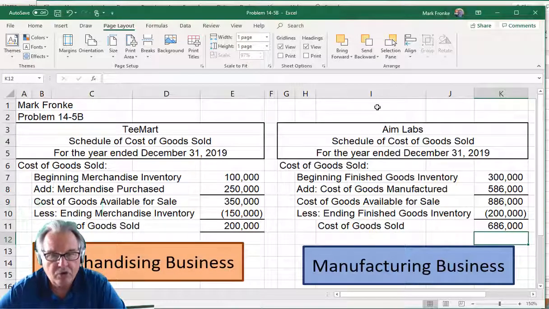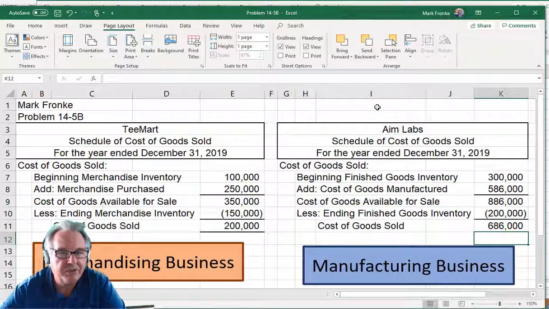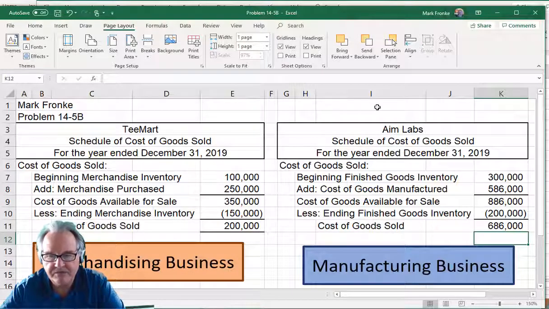So that's the problems from chapter 14. Chapter 14 is fairly straightforward, but it's just laying the groundwork for future chapters that we will dig into in more detail. So that's it for now.